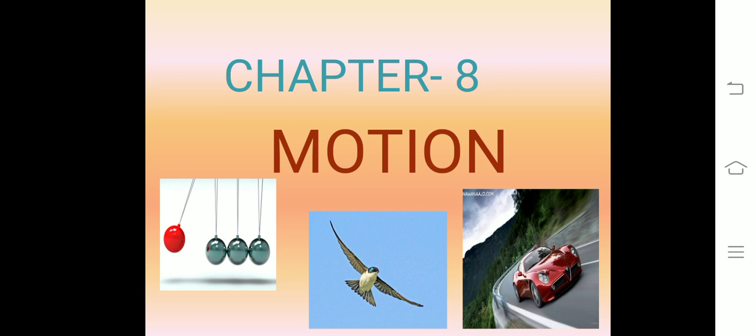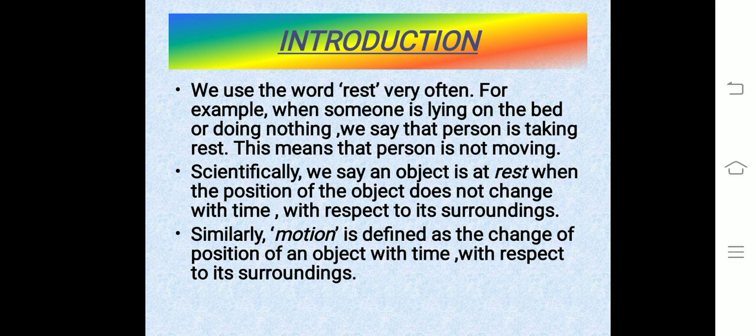In everyday life, we see some objects at rest and others in motion. Birds fly, fish swim, blood flows through veins and arteries, and cars move. Atoms, molecules, planets, stars, and galaxies are all in motion. Let's begin with the introduction.